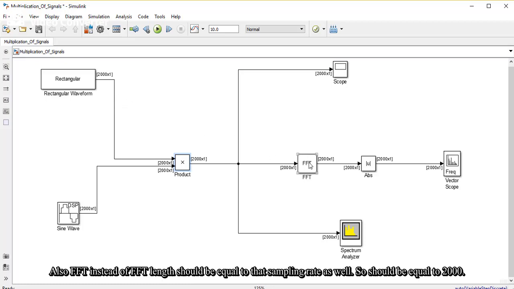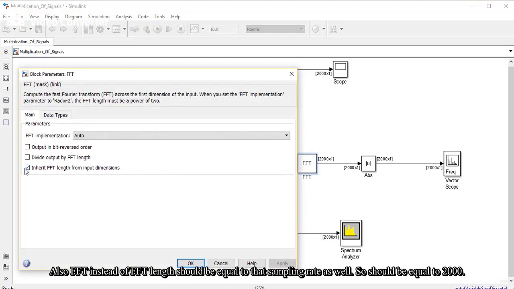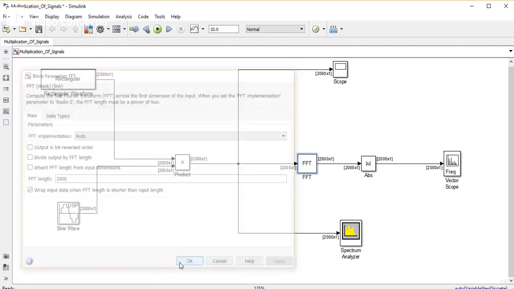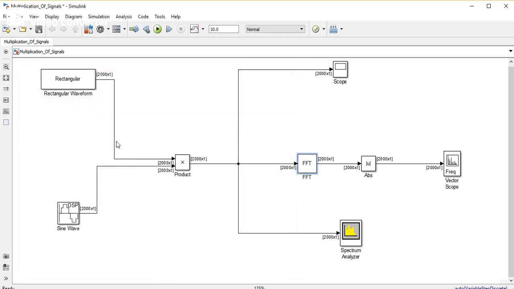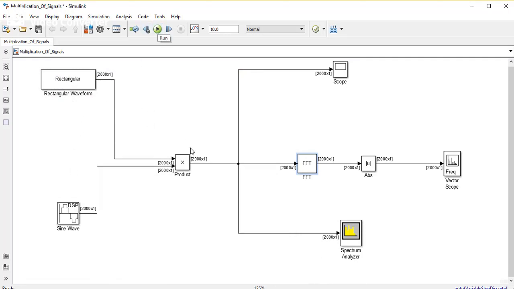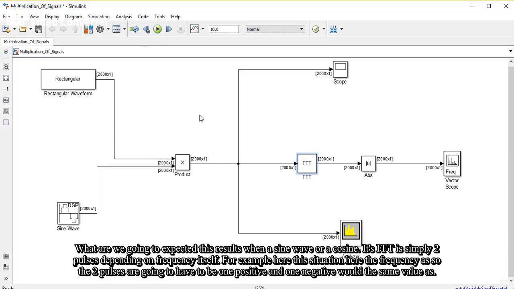Also in the fast Fourier transform, the FFT length should be equal to the sampling rate as well. So it should be equal to 2000. Now, after giving our sine wave and the rectangular, everything is ready to be simulated. What is expected from these results?